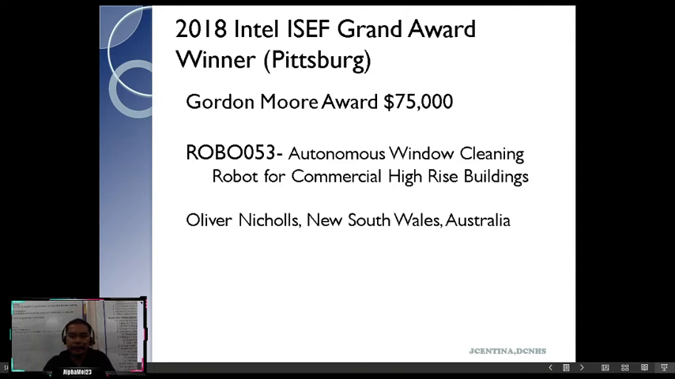Okay, so the study is the grand award winner, no? The study is an autonomous window cleaning robot for commercial high-rise buildings. So try to examine and observe closely. Autonomous, because this is robotics and intelligent machines. Window cleaning robot, okay? Very simple, no? Window cleaning. But the application, look at that: commercial high-rise buildings.